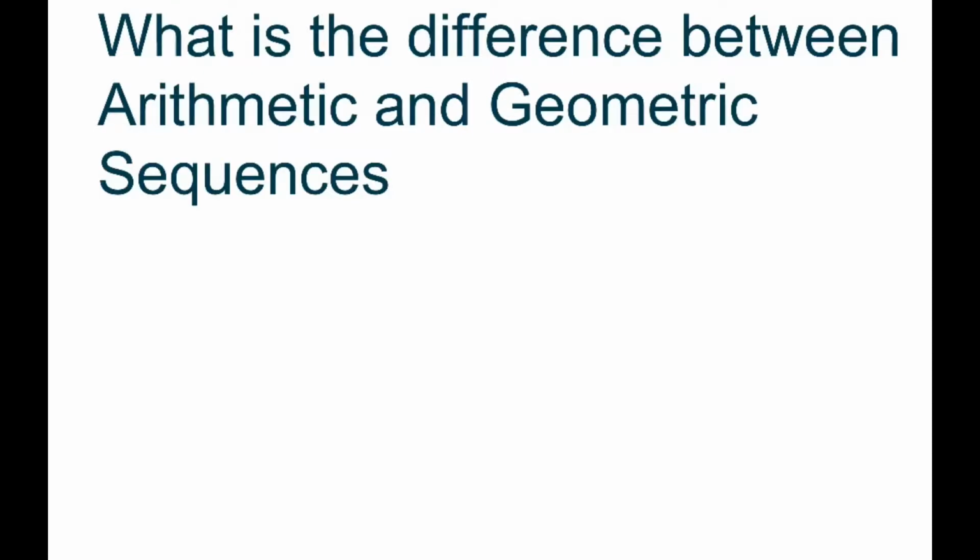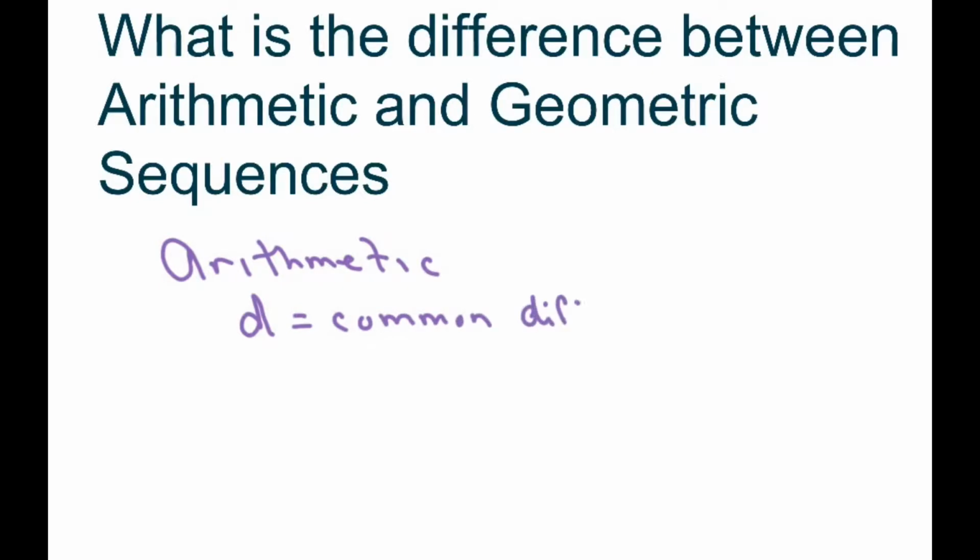The main difference you need to know is for arithmetic sequences there's a common difference. And they all are linear. They look like linear equations. Okay, so they have a linear form.